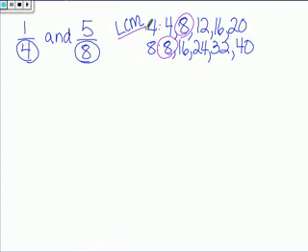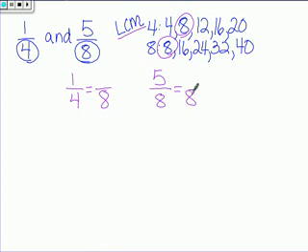So now I have to change both of my fractions into something over 8. 1/4 equals something over 8, and 5/8 equals something over 8. So I think to myself, again, I'm going from a small number to a big number. 4 times what is 8? 2. So if they multiply by 2 at the bottom, I multiply by 2 at the top. 1 times 2 is 2.